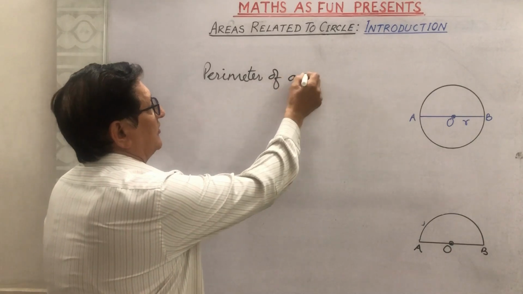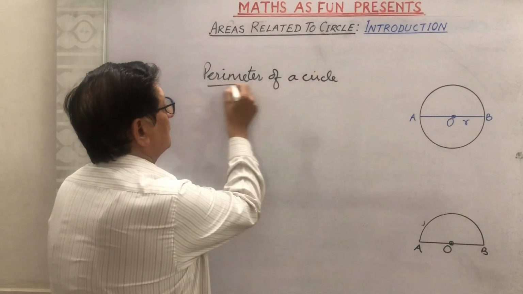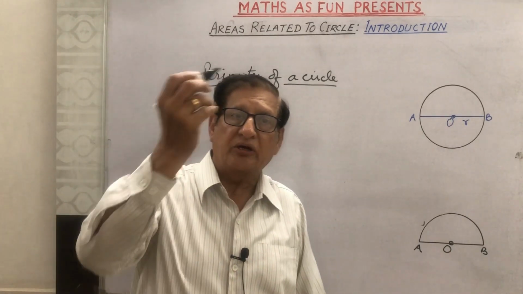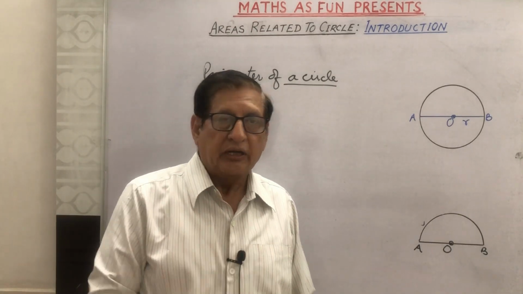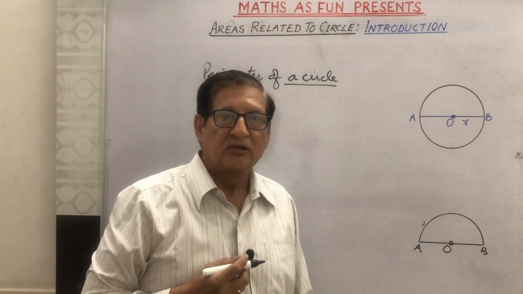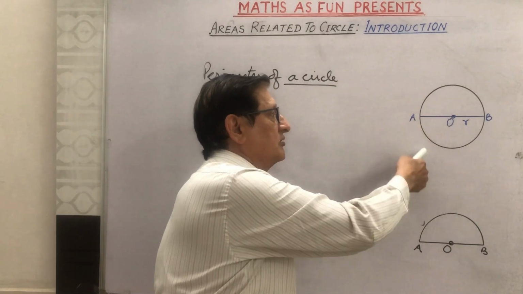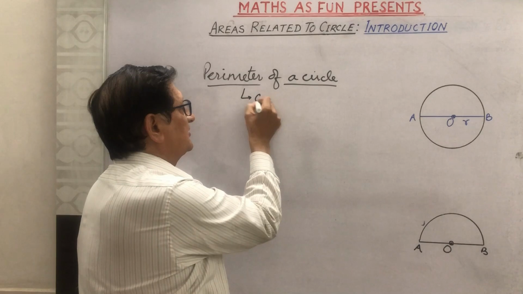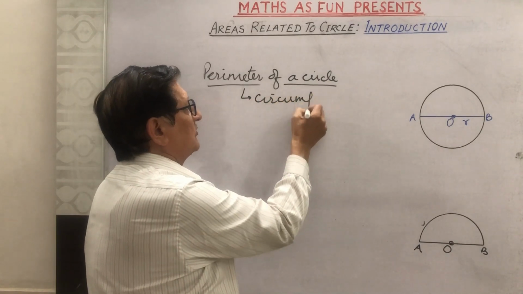Perimeter of a circle. What do we say about perimeter? Perimeter is the boundary of any figure. Here the figure is a circle of radius r. So the perimeter of a circle is also known as the circumference. We call it the circumference of the circle.